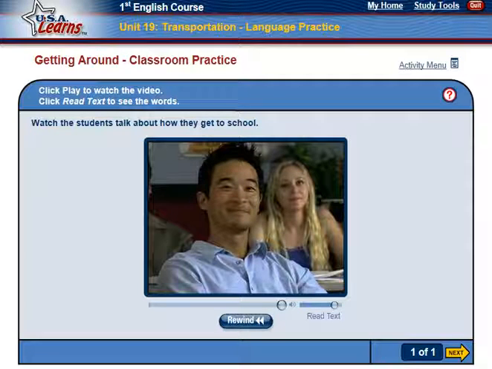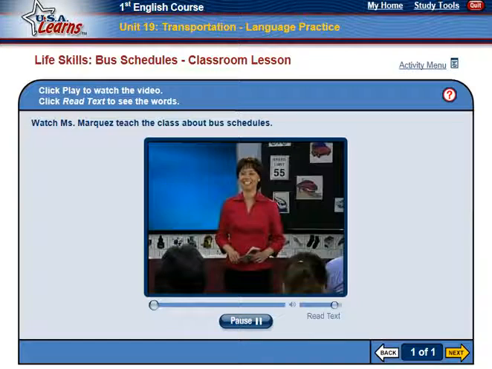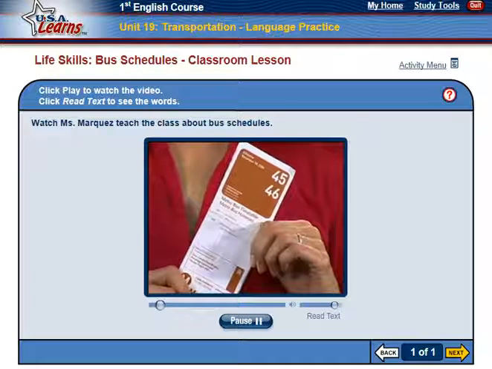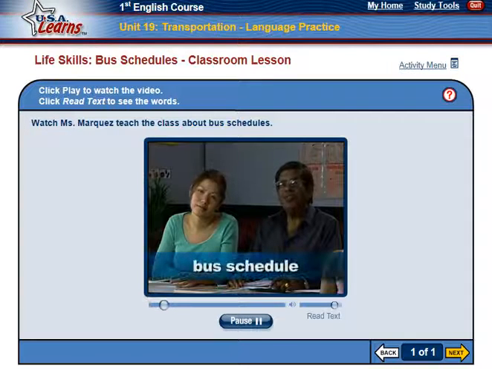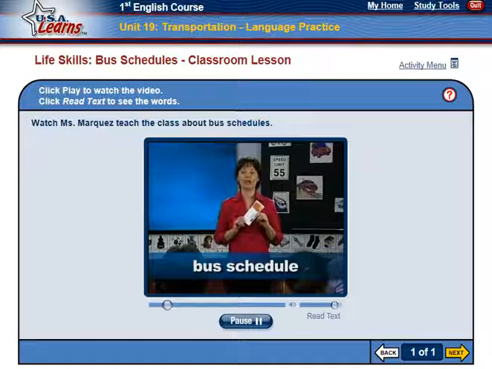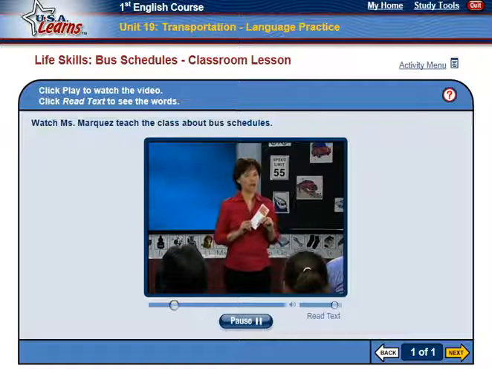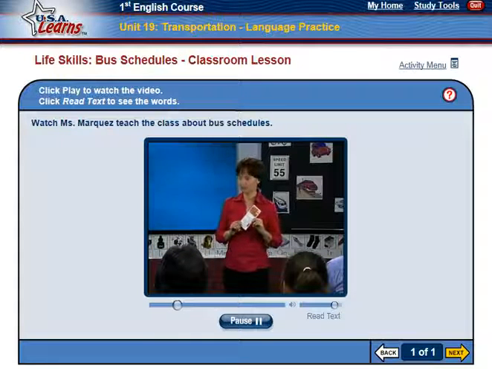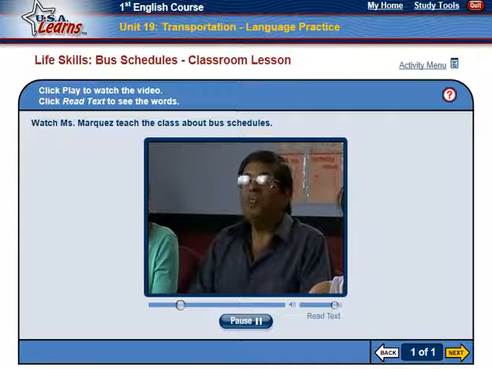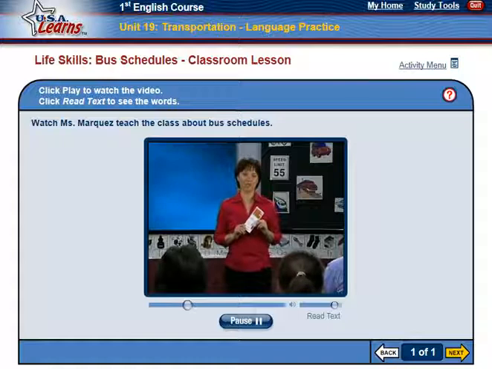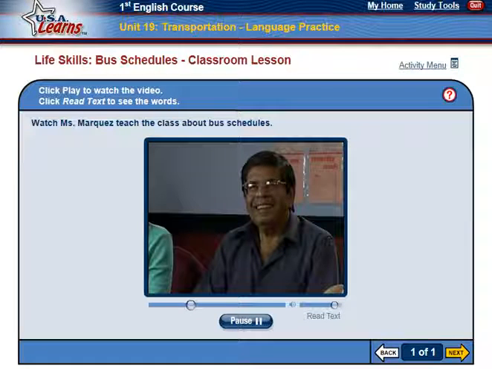Does anyone know what this is? It is a bus schedule. That's right, Jagraj. Bus schedules tell you where buses stop and what time they come and go. The number 32 does not go anywhere on Sundays. And you learned that last weekend, right? Yes. Well, let's take a moment to look at a bus schedule.